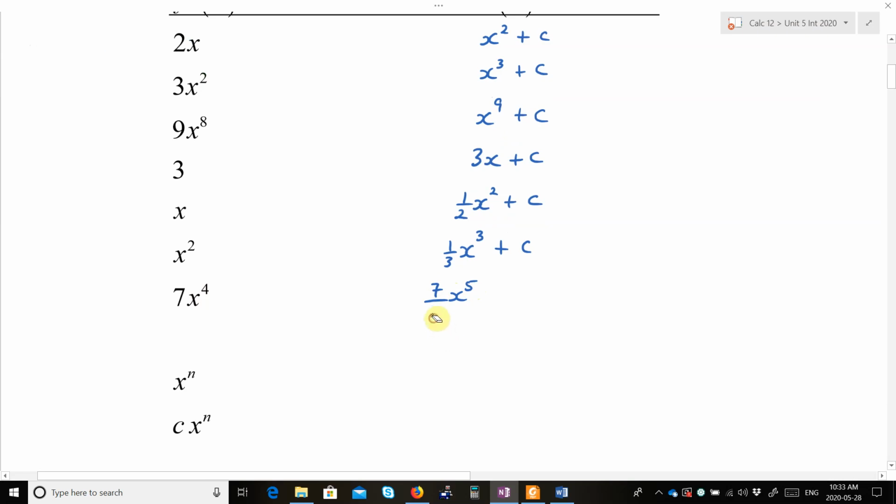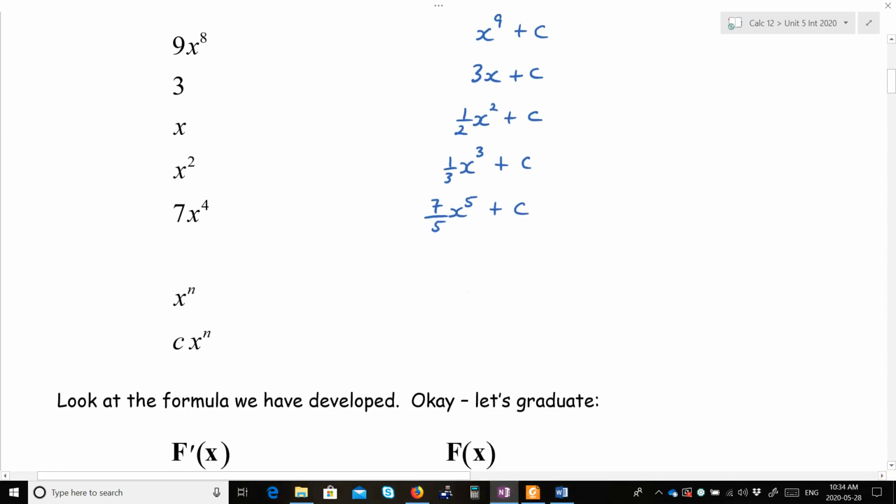And so maybe you're starting to see the pattern here. Okay, so if the derivative is x to the n, it's kind of like doing the reverse power rule. We have to go backwards rather than multiplying the exponent in front and then subtracting the exponent by 1. What you have to do is add 1 to the exponent and divide whatever is in front by that new exponent, and then plus c.